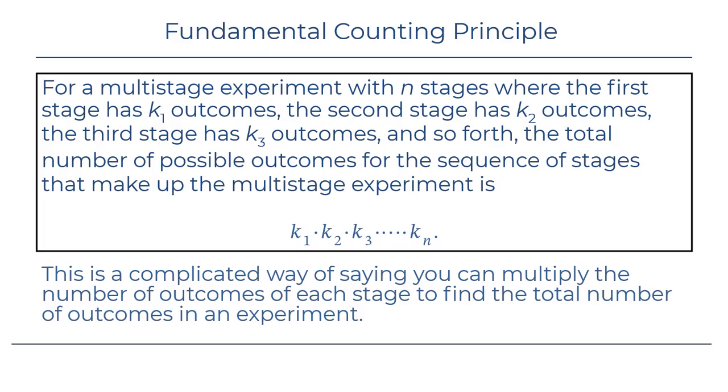Now let's talk about the fundamental counting principle. The fundamental counting principle is not going to give us a probability. Instead, it's going to give us the number of total outcomes of a multi-stage experiment. So if the first stage has K1 outcomes, the second stage has K2, and so on, essentially we're going to multiply the number of outcomes for each of the stages to find the total number of outcomes. So again, this is just a complicated way of saying you can multiply the number of outcomes of each stage to find the total number of outcomes in an experiment.